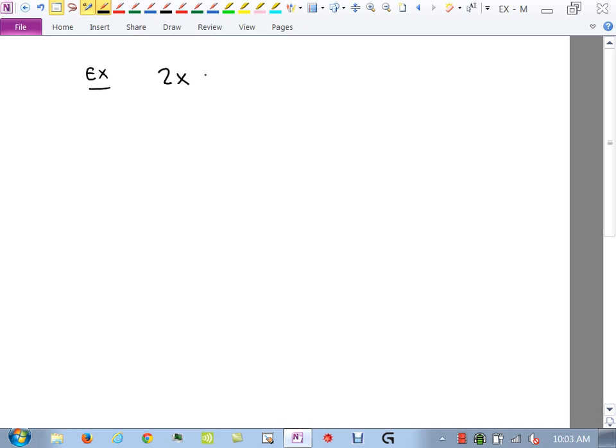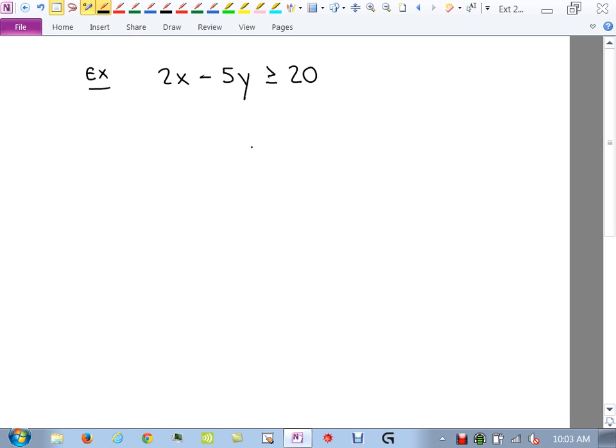2x minus 5y greater than or equal to 20. Sorry, not equals. We're doing inequalities. Now, graphically speaking, if that was an equal sign, just an equals, it would be a line, wouldn't it? It'd be a line. But it's not an equal sign, it's an inequality. So how does this change what we learned already? Well, let me show you how this changes things.